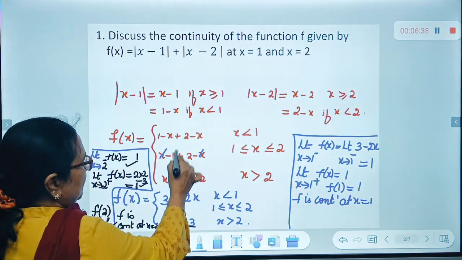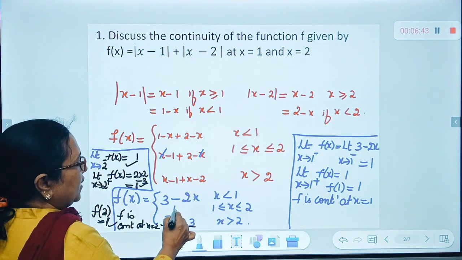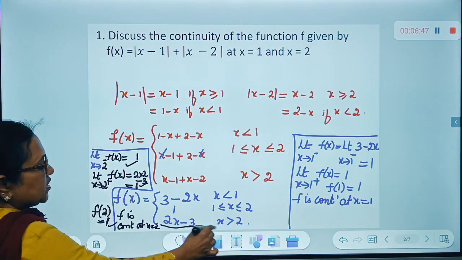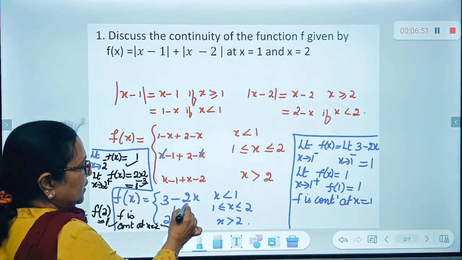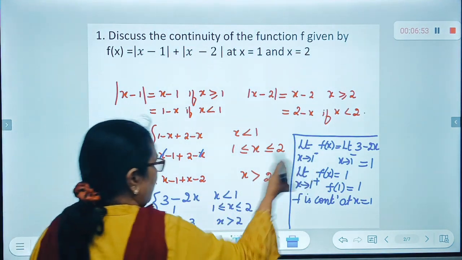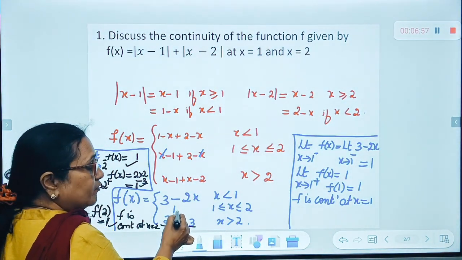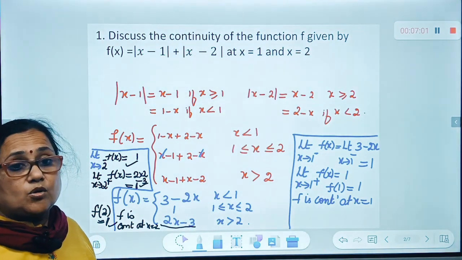So we have redefined this function as 3 minus 2x when x is less than 1, 1 when 1 is less than or equal to x less than or equal to 2, 2x minus 3 when x is greater than 2. Then we have looked at the left hand limit. When I put x equal to 1, I will get 1. The right hand limit is also 1. The value of the function is also 1. This is with regard to continuity at x equal to 1.